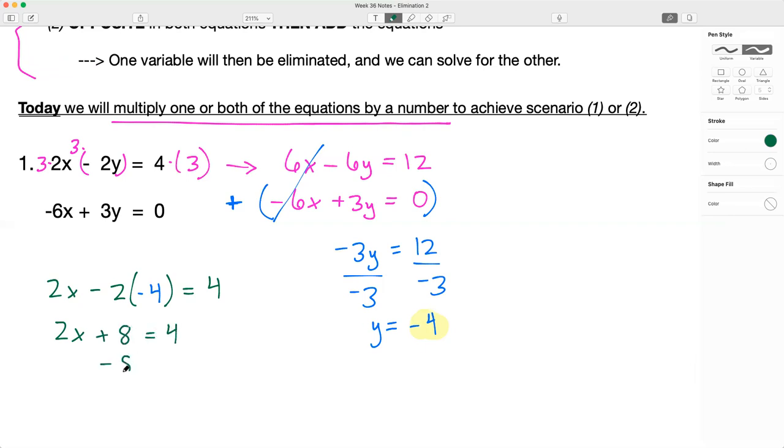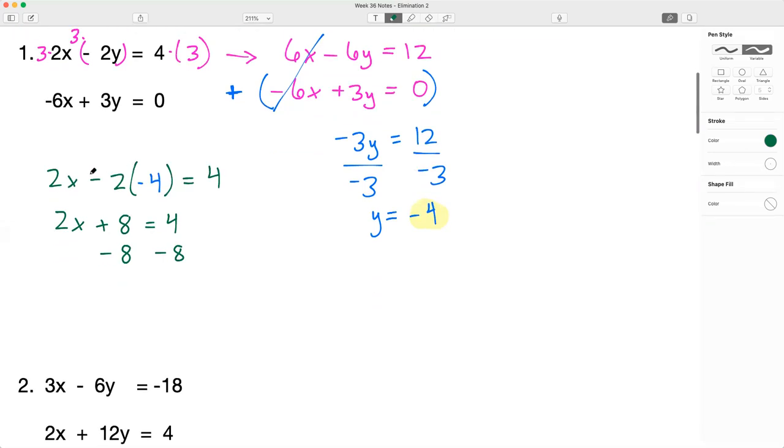And then we subtract. We know how to do this, right? We subtract 8 from both sides. And we got 2x equals -4. Divide both sides by 2. And then my x equals -2. And so I have solved this system of equations right here.